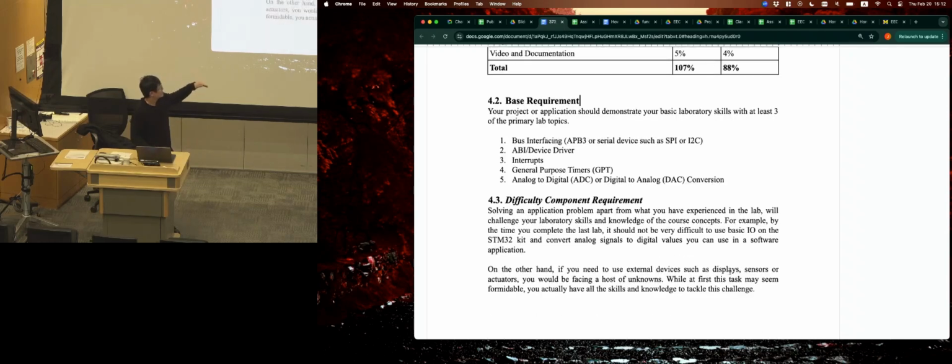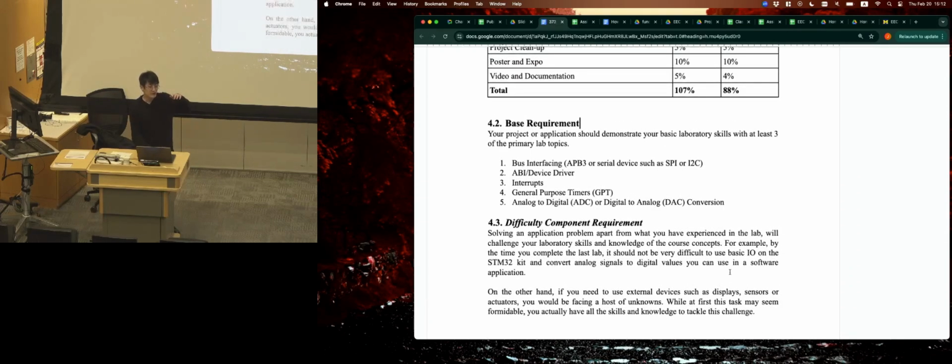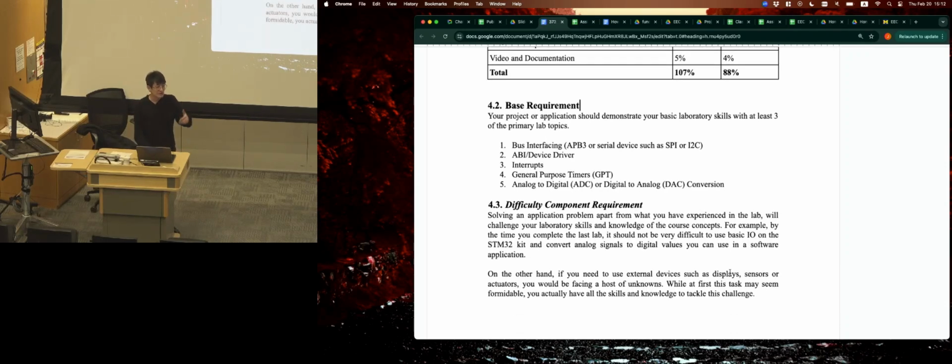Just some basic stuff. You have to use the things you learn in the class, obviously. Some kind of communications. You have to use the bus interfaces, interrupts, GPIO pins, as well as what's going to be taught later today, the analog signals, and then in the next lecture or two, basically ADC and DAC, analog to digital converters or digital to analog converters, etc.